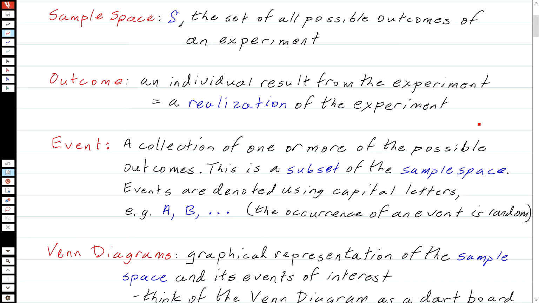An event is a collection of one or more of the possible outcomes, and of course this is a subset of the sample space. So we're going to use capital letters to denote events, so A, B, and so on and so forth. So the event A could be, for example, that the wind speed at any instant in time is between 20 and 30 kilometers an hour. So that's a subset of the sample space.